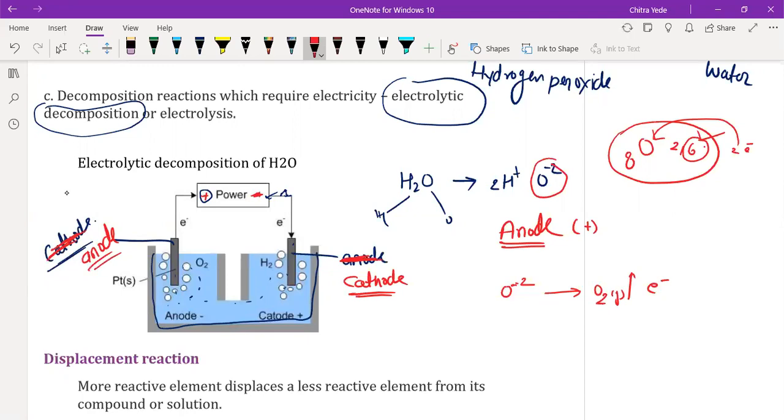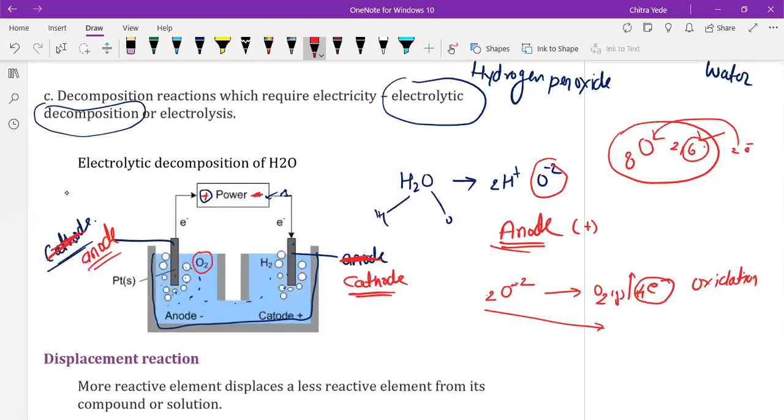So at the anode, an oxidation reaction takes place. See here, electrons are being lost. Here we have 2 oxygen atoms, so we require 2 O2 minus ions. One will lose 2 electrons, so 2 will lose 4 electrons, so we have to write 4 electrons here. Electrons are being lost by the oxygen atom, so it is an oxidation reaction. At the anode, oxidation reaction takes place and oxygen gas is released. These bubbles are nothing but bubbles of oxygen gas.